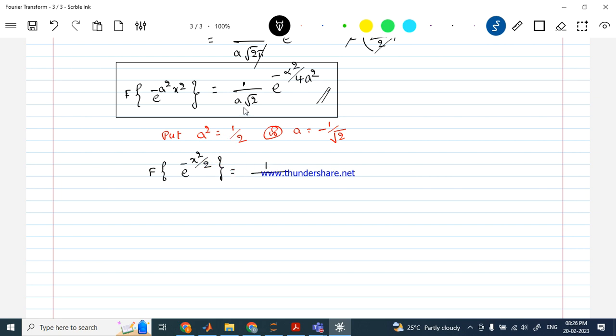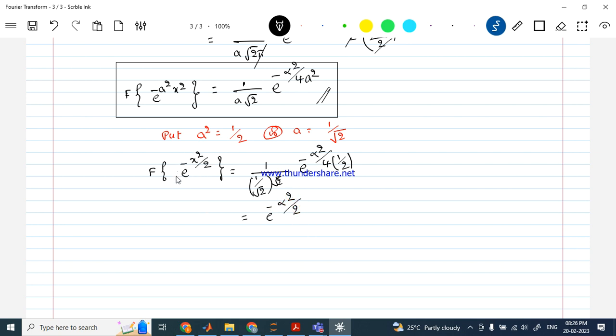It's plus 1 by root 2, sorry, it is not minus. So a is 1 by root 2, it's 1 by root 2 into root 2, to e power minus alpha square by 4, a square is 1 by 2. So root 2 cancels. There is just 1. This becomes e power minus alpha square by 2.